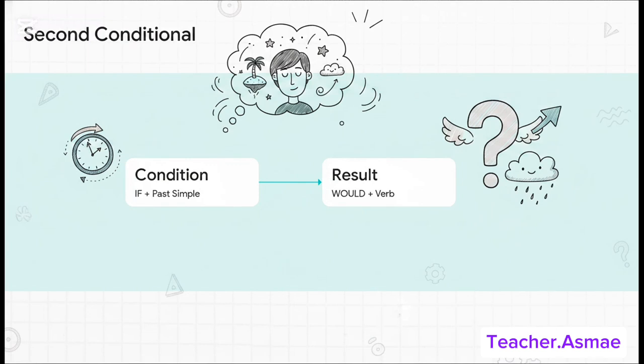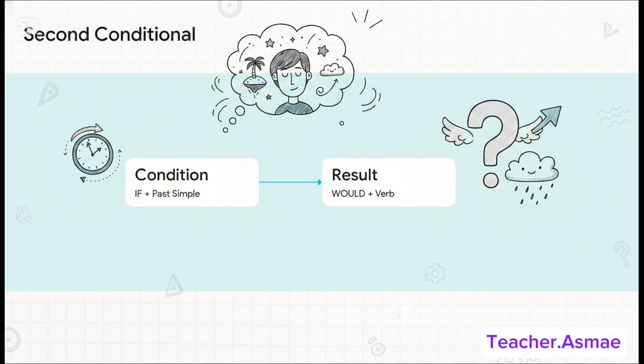This is the daydreamer's equation. Here is how the math changes. The condition takes a step back in time to become if plus past simple. And the result? It drops the will from our last formula and replaces it with would plus a verb. Now, here's the trick, and it's a huge one that trips up so many learners.